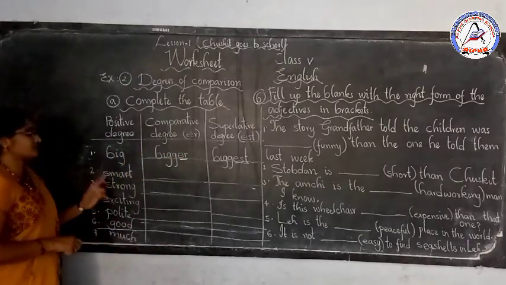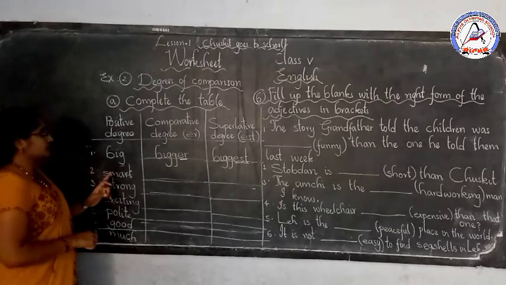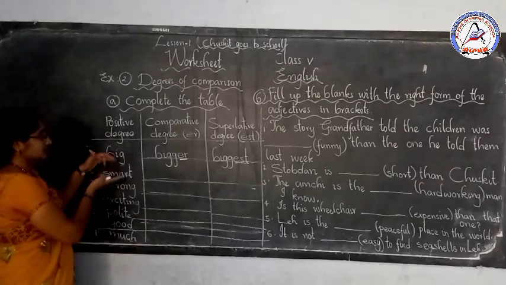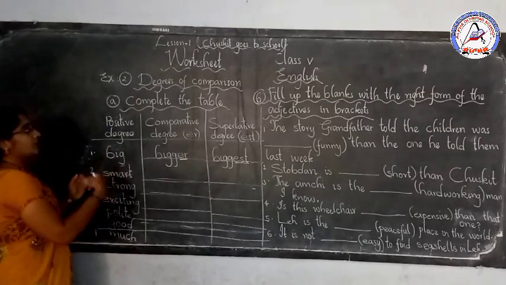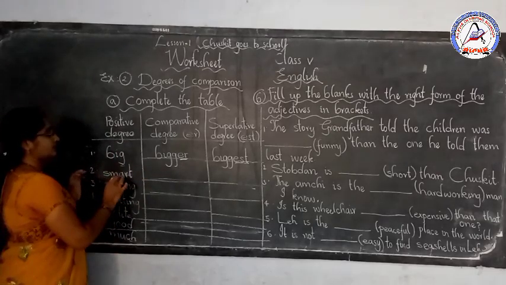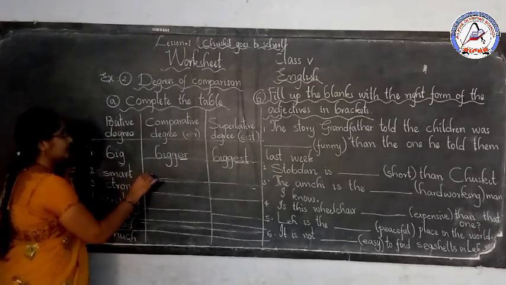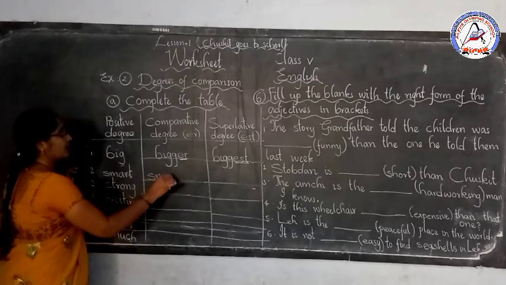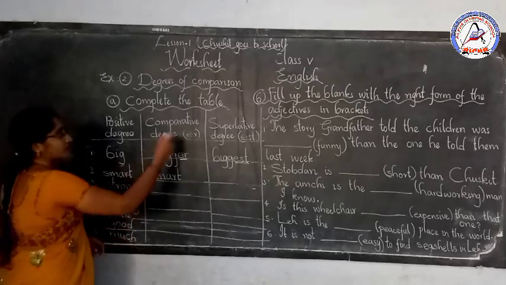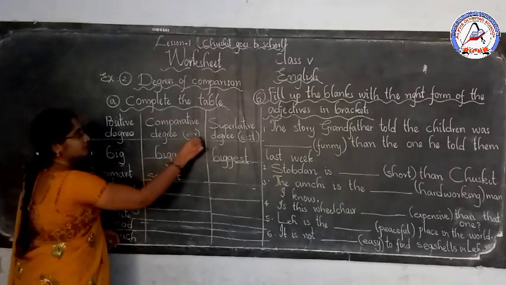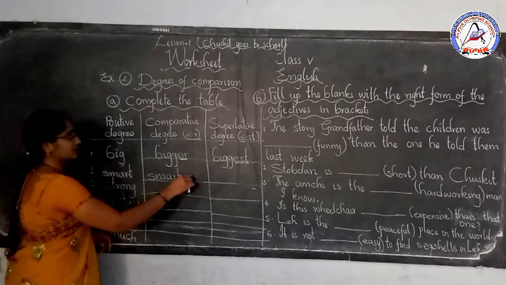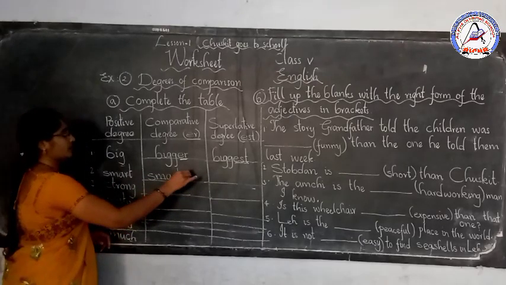Let us see the next word. Smart. What is smart? This is the positive degree form. When we are talking about one person, we will use this type of degree. Now, if you want to change it to the comparative form, what do you have to do? You just add ER. Smart, this is the positive degree. Now change it to the comparative form. Add ER. Smart will become smarter.